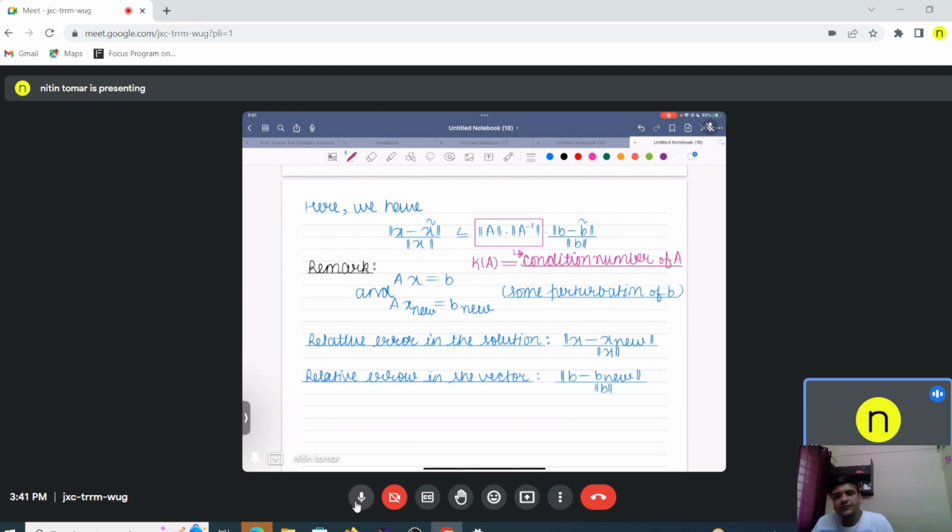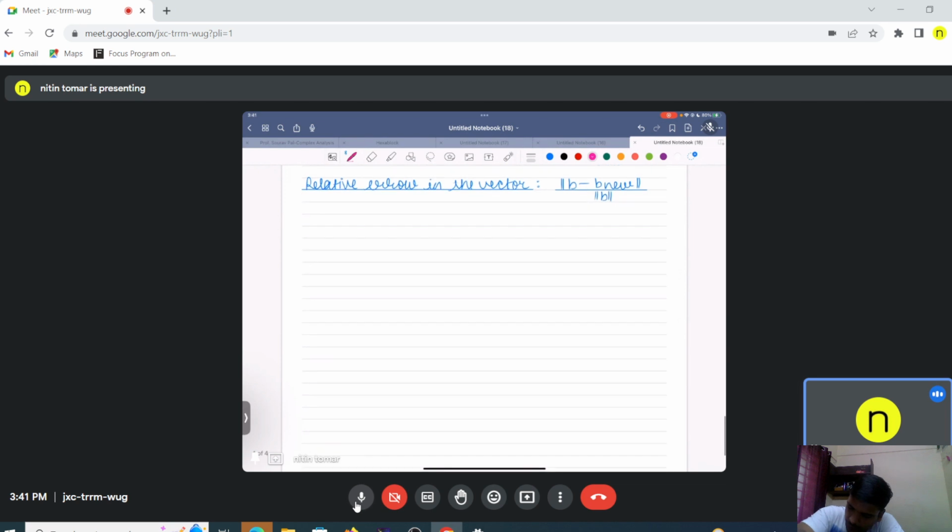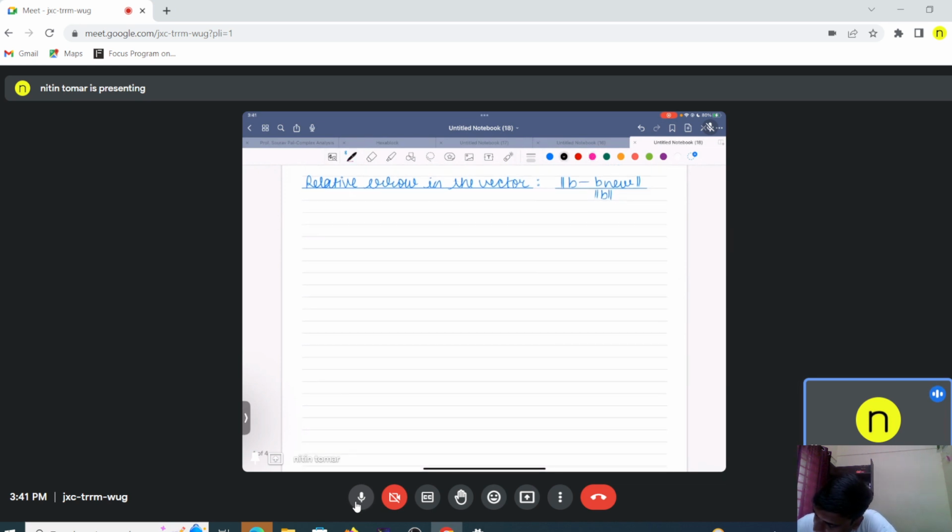On the other hand, if condition number is very large, then it might so happen that relative error is very large. Okay, so in that sense, condition number measures the change in the solution when you change your right hand side vector. Okay, so we will consider this with one example.